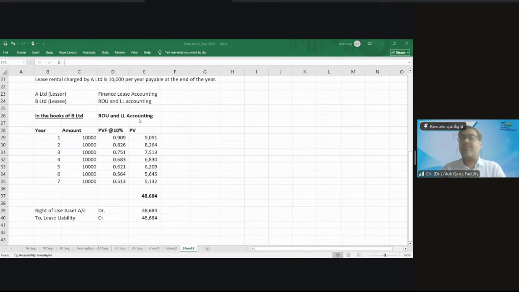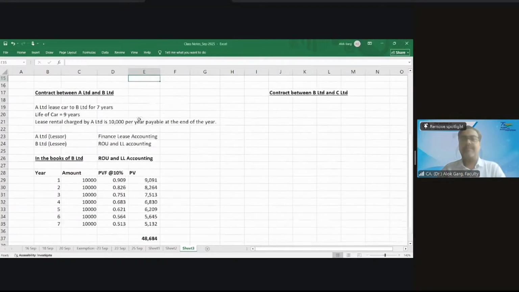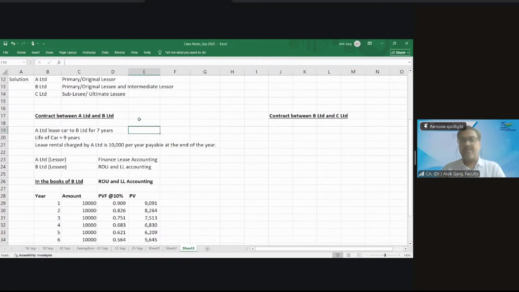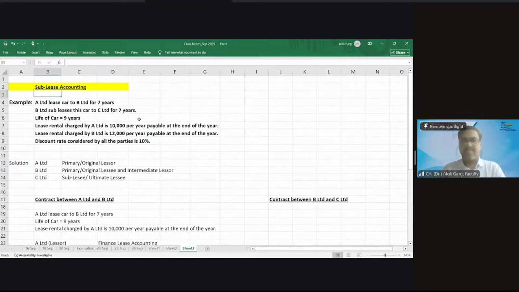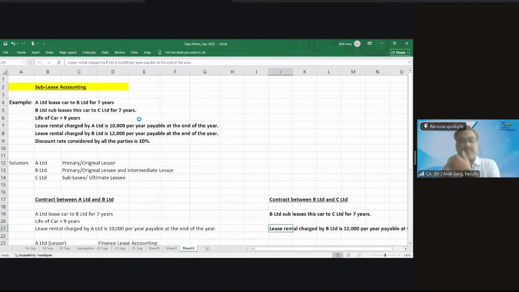Now comes the contract between B Limited and C Limited. Friends, for B Limited and C Limited, what are the important terms and conditions? B Limited subleases this car to C Limited for 7 years. And lease rental charged by B Limited is 12,000 per annum. Okay, 12,000 per year.